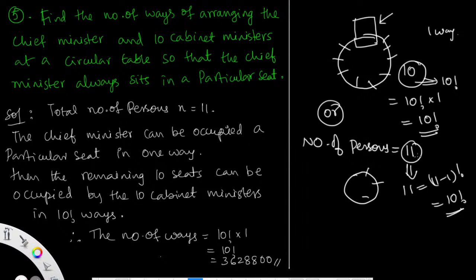So total number of persons are 11. The chief minister can sit in any particular seat, which means there is only one choice to sit there. And then the 10 cabinet ministers have only 10 seats. So it becomes linear permutations, then it is 10 factorial ways. So that is 10 factorial into 1, that is 10 factorial total answers. Or else the total number of persons is 11, they can be arranged around the circle in 11 minus 1 factorial, that is 10 factorial ways. Both methods you can get the idea.